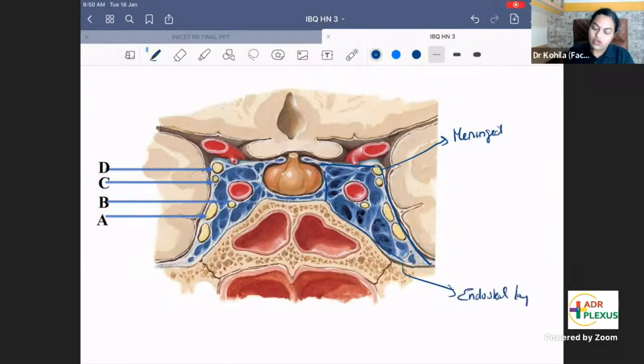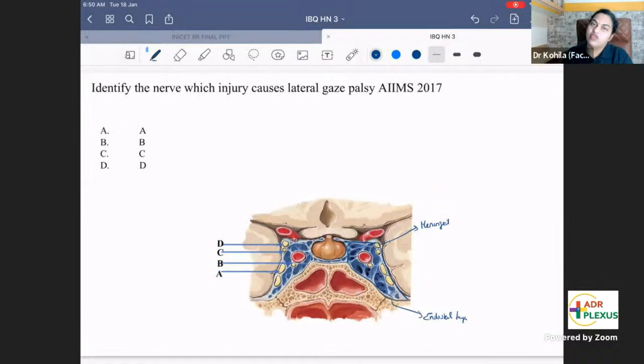If someone asks you, what is the content of cavernous sinus? What will you tell? Yes, please, expecting your answer. What is the content of superior sagittal sinus? What is the content of inferior sagittal sinus? It has venous blood, right? The content of cavernous sinus is venous blood.